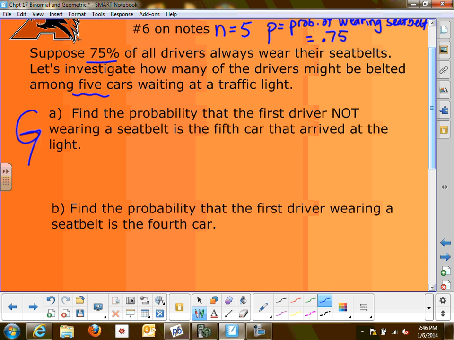I like to draw it out just to kind of show. So we're going to the 5th. This 5th one is the first driver not wearing a seatbelt. So what's the probability? What is this one? Not wearing a seatbelt, that's how much? Is that the 0.25? Okay. So all of these here are the 0.75s.